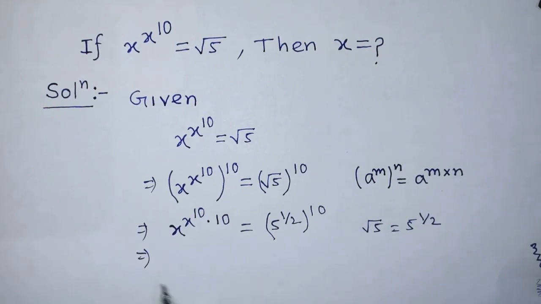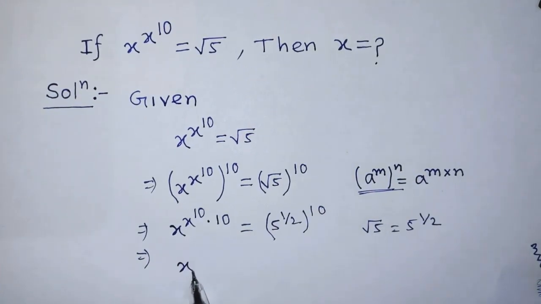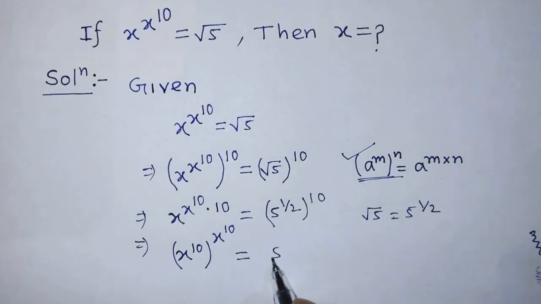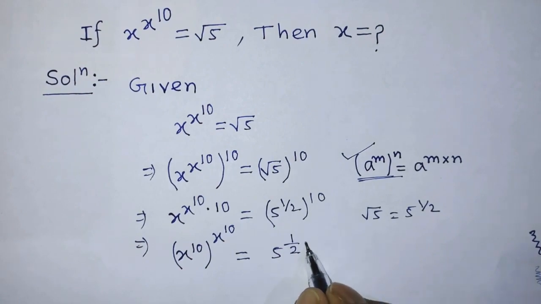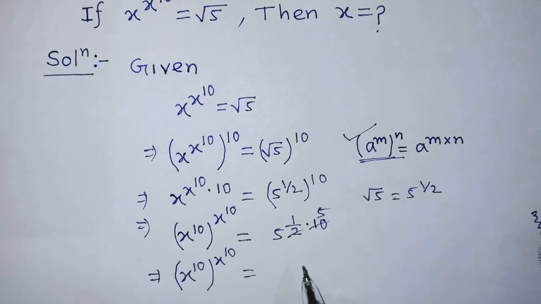So student, according to this formula we can write from the left hand side of this equation x to the power 10 whole to the power x to the power 10. According to this formula we can write from the right hand side 5 to the power 1 over 2 times 10. On the left hand side again we have to write x to the power 10 whole to the power x to the power 10 is equal to, on the right hand side, after simplifying we can write 5 to the power 5.